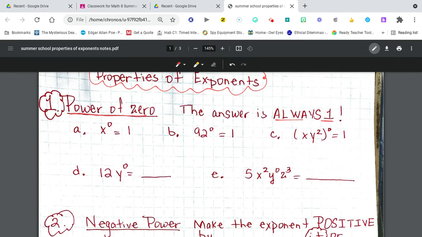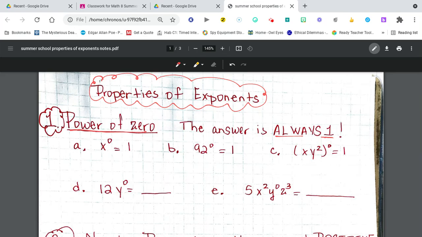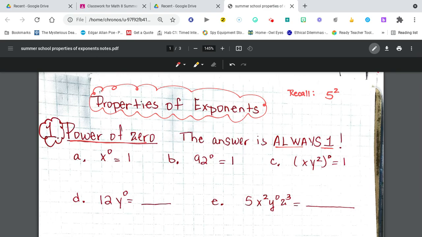So here, let me go over something before I even touch this stuff at all. Let me show you what a base and an exponent actually are. Let's just look at basic recall. If you see something like 5 squared or 5 to the second power, 5 is called your base and 2 is called your exponent or your power, okay? And that exponent tells you how many times to multiply the 5. So 5 to the second power, 5 squared, is basically written as 5 times 5 or just 25.